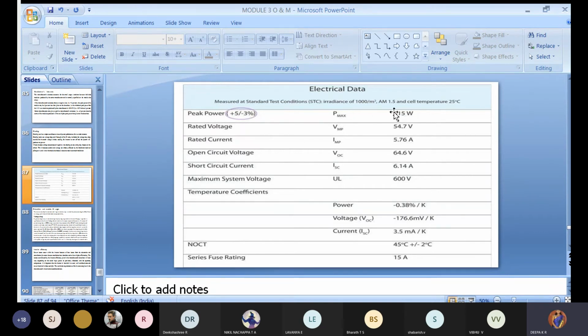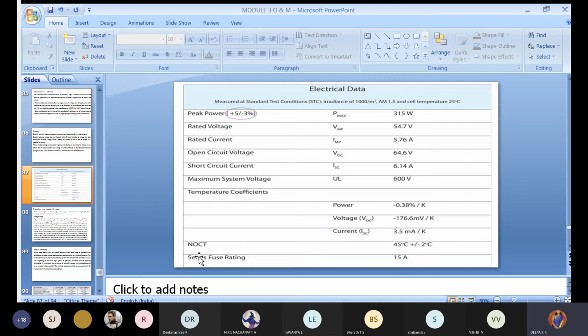But what is the standard value? 350. Whichever one you are using, based on that, you add +5% or -3%. Next they have given the rated voltage, 54.7, and current, 5.76. The next major parameters for calculation are open circuit voltage and short circuit current, that is 64.6 and 6.14, and the system voltage has been given as 600. You can also see the temperature coefficients with respect to different conditions like power, voltage, and current.